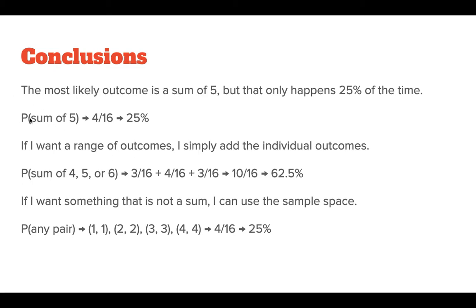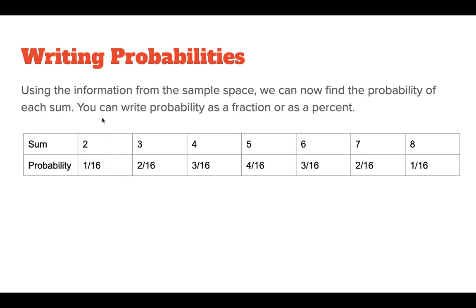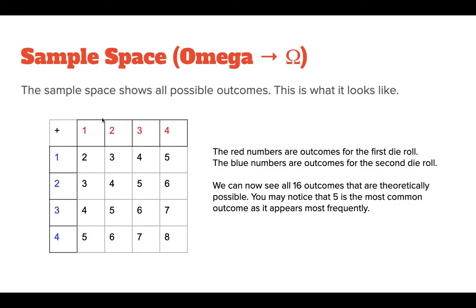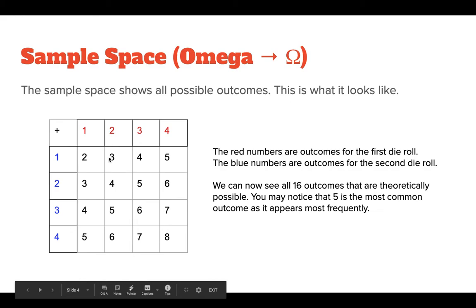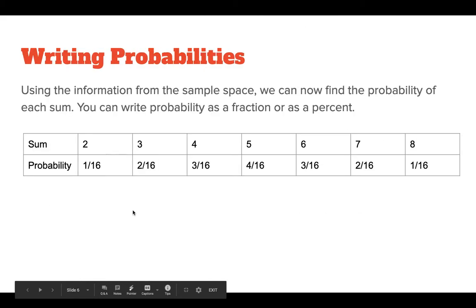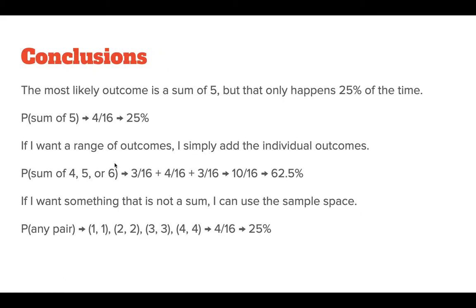The probability of my condition, the sum is 5, is 4 over 16. Again, the reason I got 4 over 16 is because I had 1, 2, 3, 4 of the responses out of the 16 possible gave me a 5. So 4 out of 16 was my probability. Changing that to a percent, 25%.